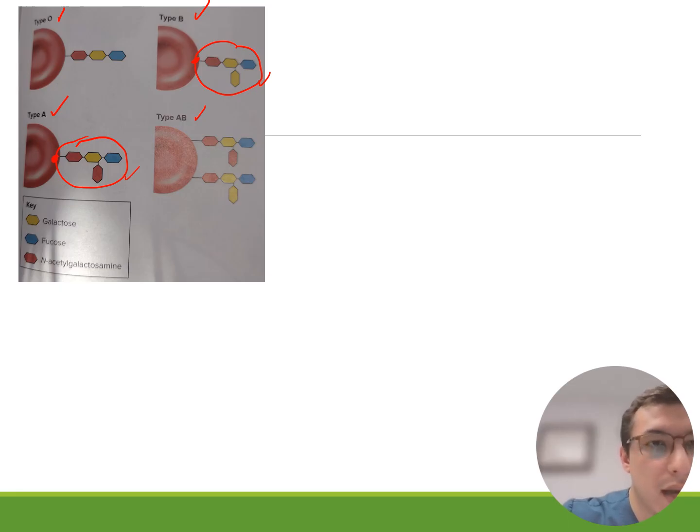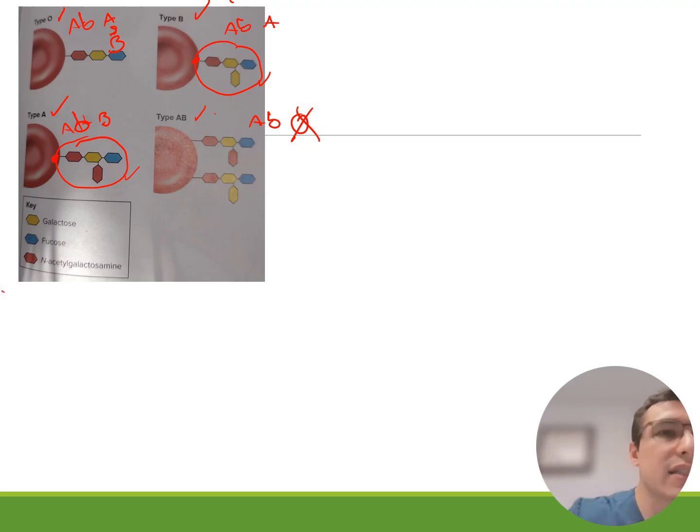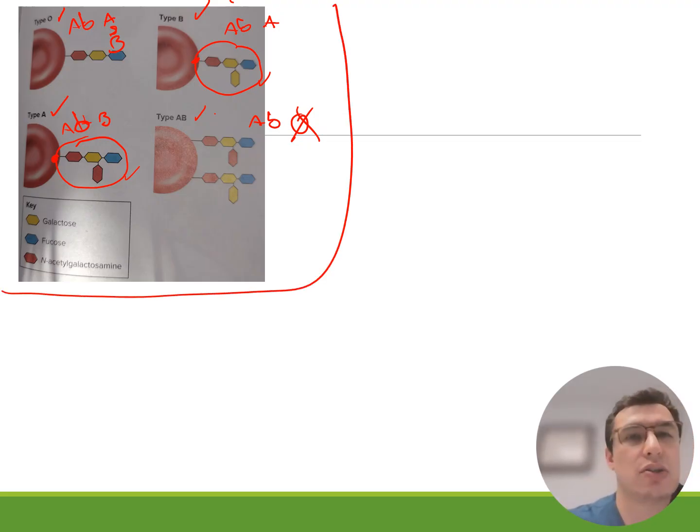All right. Now, remember that type A will make antibodies against B. And type B will make antibodies against A. AB will not make antibodies because it will harm itself. Now type O, because it doesn't have any of them, will make antibodies against both A and B. All right. This is a very simplistic way, and this is what I want you to keep in mind.